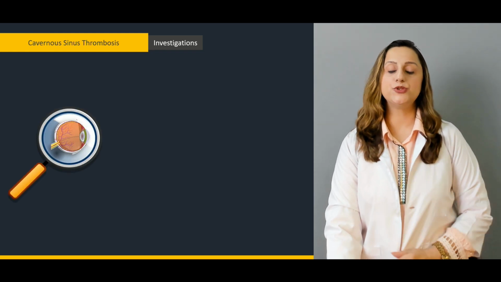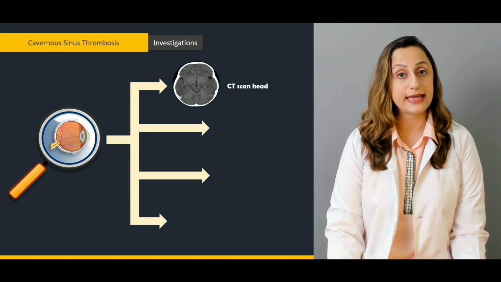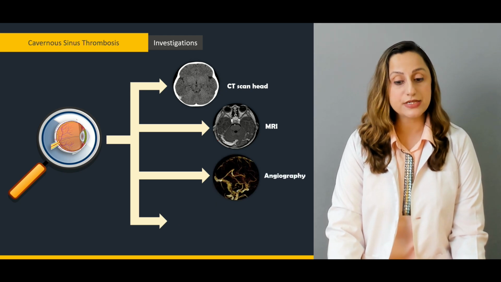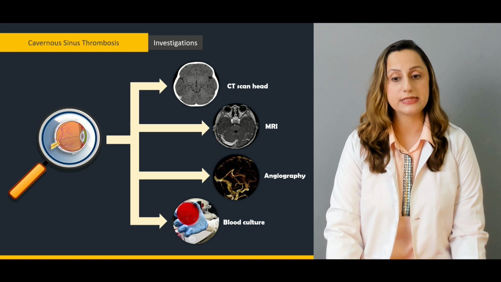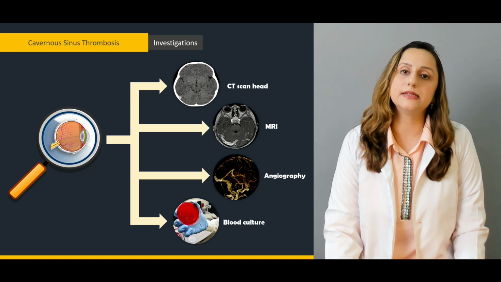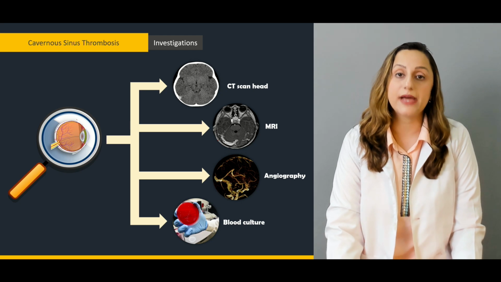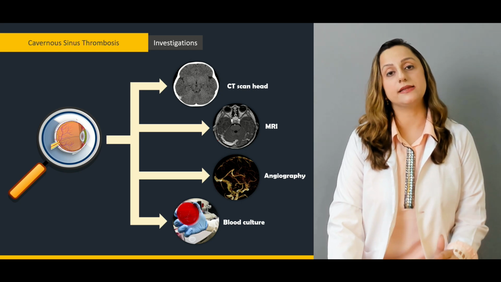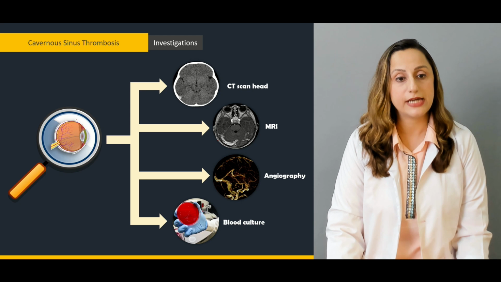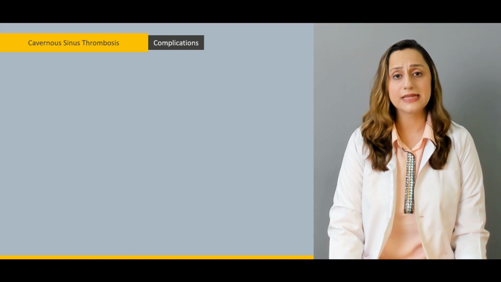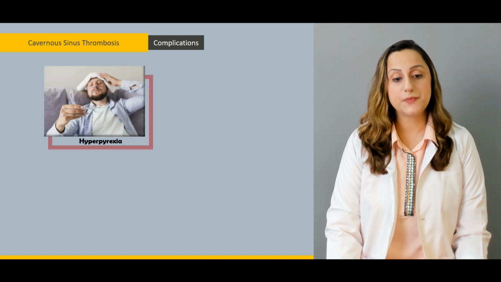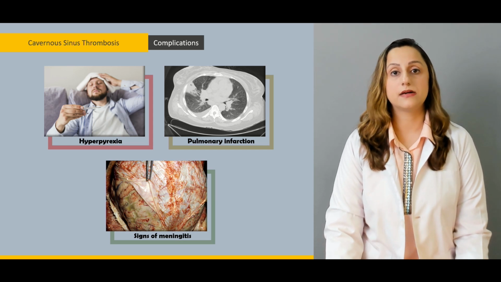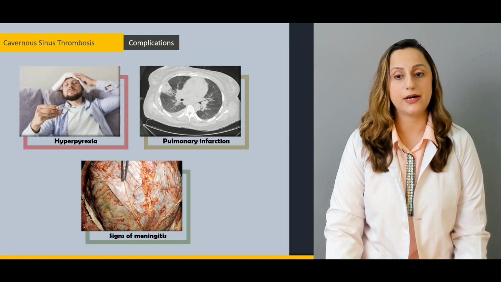The investigations that you would carry out in these patients would be a CT scan of the head. Then you would perform MRIs, angiographies are done, and finally you would perform blood cultures. The CT scans or MRIs are basically done to know the extent of the infections, the spread of the infections, and the level of the damage that is done. And then you would start off with the treatment modalities that are available. If this condition is left untreated, these patients can complicate with hyperpyrexia, pulmonary infarction, and there would be signs of meningitis.